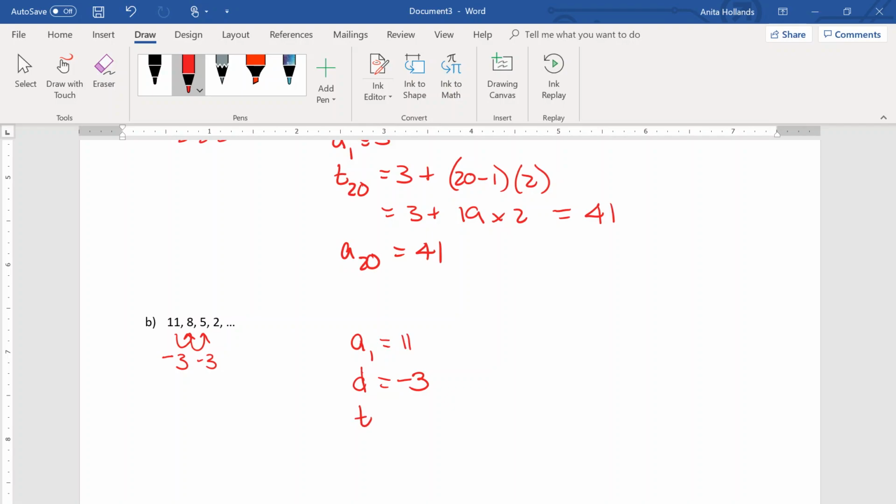Now when we want to find our 20th term, we'll take our first term, and we're going to have 20 minus 1, n minus 1, times our value for d, negative 3. So that gives us 11 minus 3 times 19, and that gives us negative 46 for our 20th term.